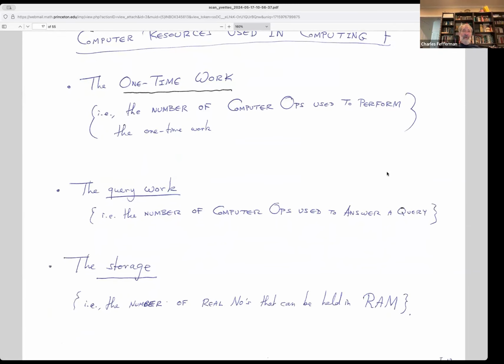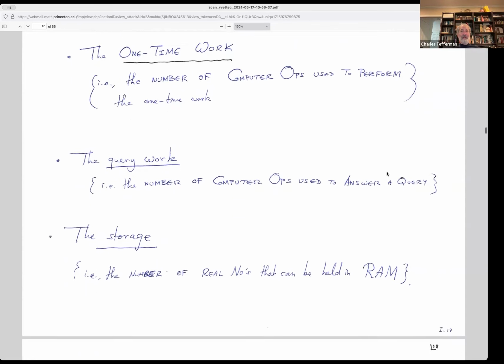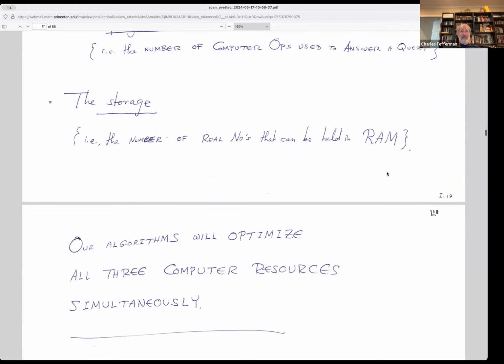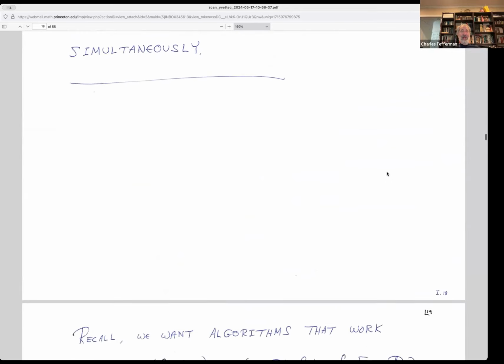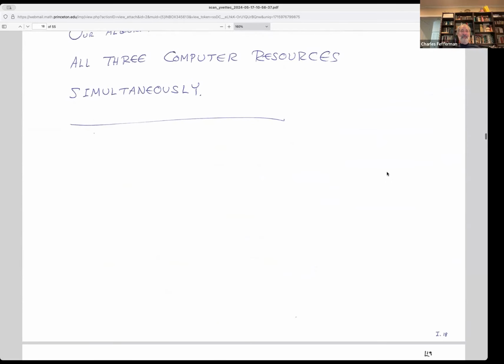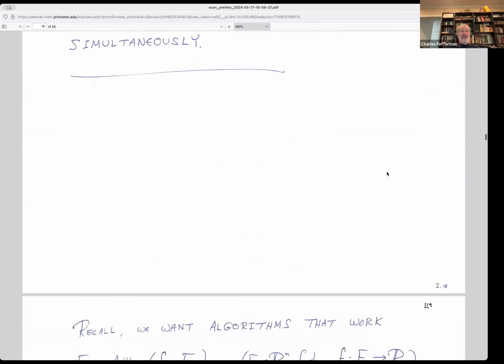Now, presumably we're going to do the one-time work only once, hence the name, but we're going to address lots of queries. So it's much more important for the query work to be small than for the one-time work to be small. It would also be nice for the storage to be as small as possible. One is used to the idea of trade-offs, but by sheer good luck, the algorithms that I'm going to describe will optimize all three computer resources simultaneously. So that for now is the discussion of computer resources.